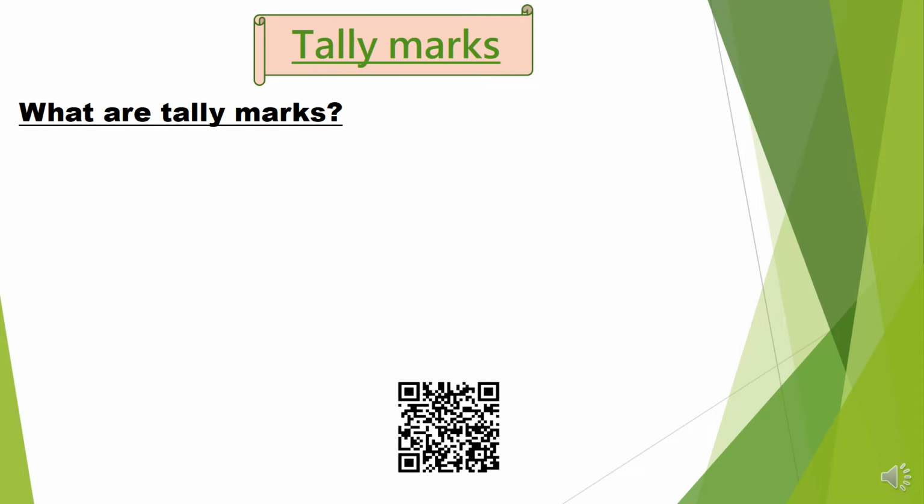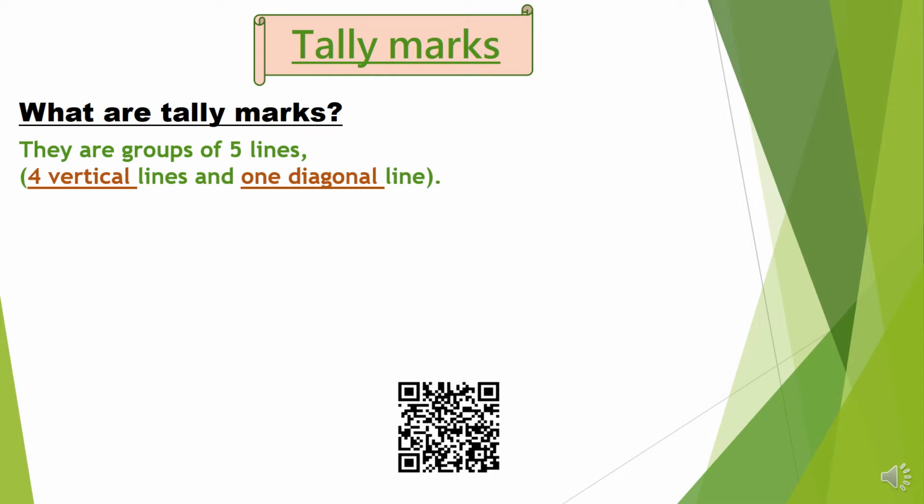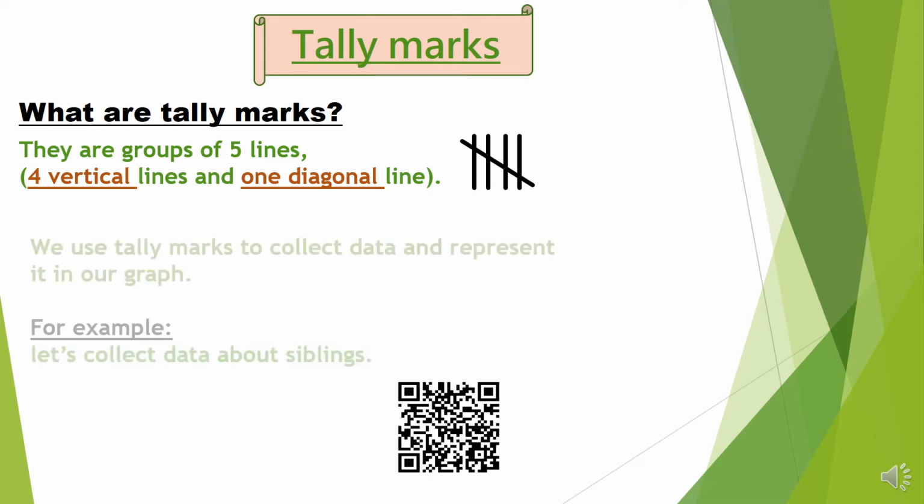Let's move to tally marks. Tally marks are groups of 5 lines, 4 vertical lines and 1 diagonal line, like this. Yes. We use tally marks to collect our data and represent it in our graph. For example, let's collect data about siblings.